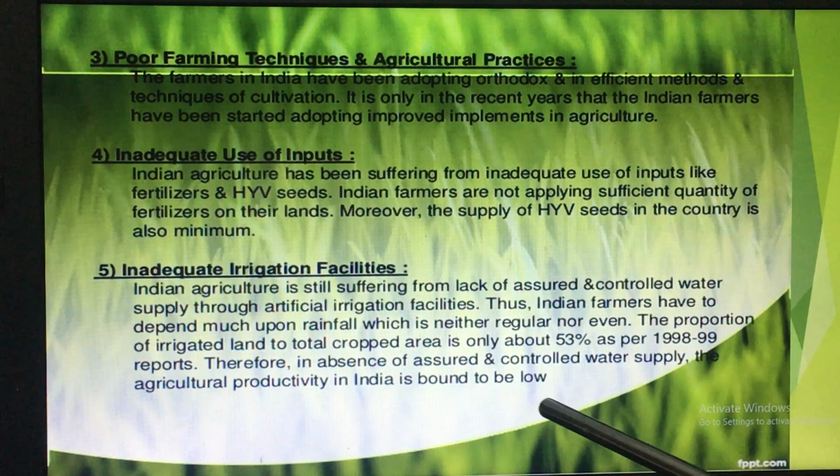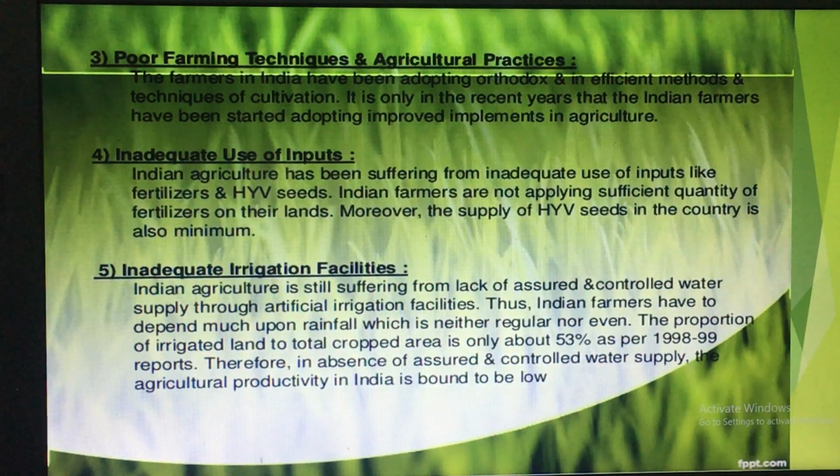Whatever irrigation potentials have been developed in our country, a very limited number of our farmers avail of the facilities. In spite of the vigorous program of major and minor irrigation projects undertaken since 1951, the proportion of irrigated land to total cropped area now comes to only about 53%.